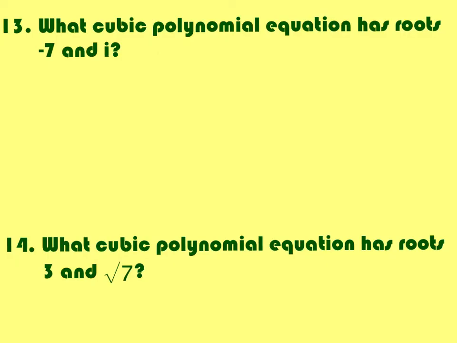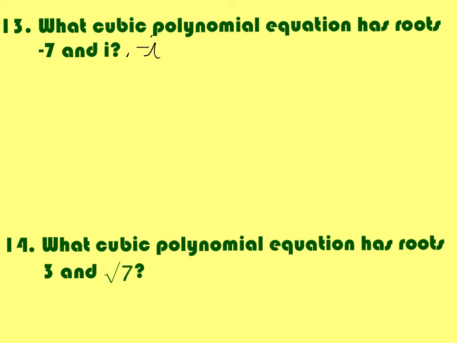Alright, numbers 13 and 14. They say, what cubic polynomial equation has roots negative 7 and i? So in this problem, you want to write an equation. It's asking which cubic polynomial equation has these roots, so we just want to write the equation ourselves. If it has the roots negative 7 and i, then we also know we have the root negative i.